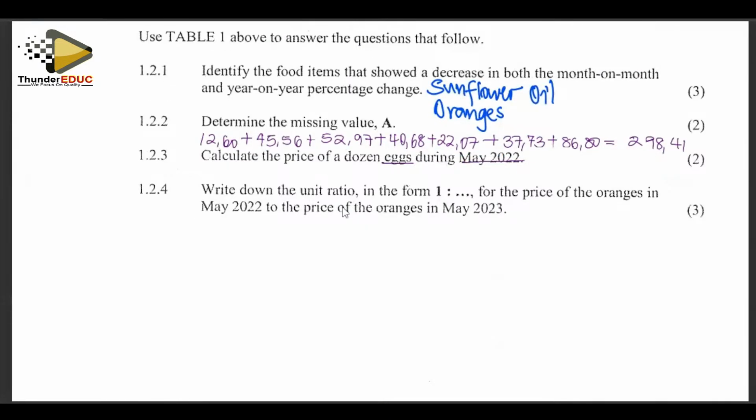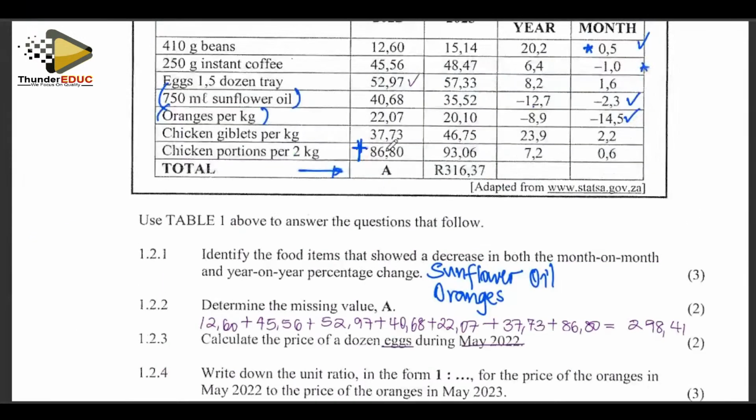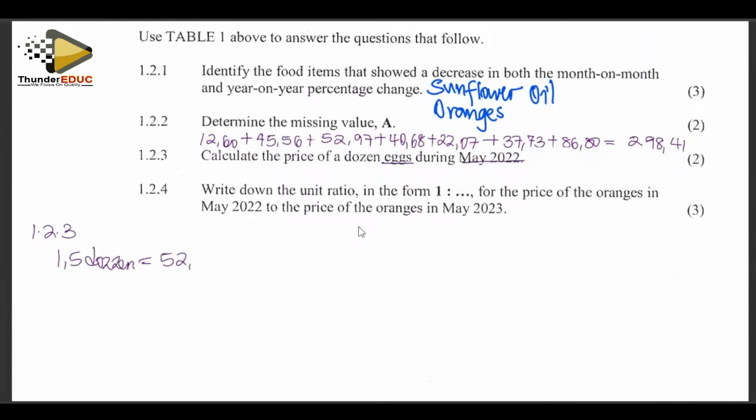All right, allow me to do this. If 1.5 dozen was 52 rands, 97 cents. Actually, half a dozen is 18. So how much would a dozen be? So what about one? This is what we are looking for.